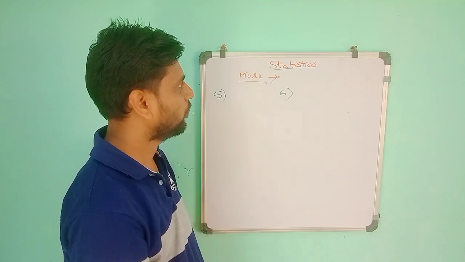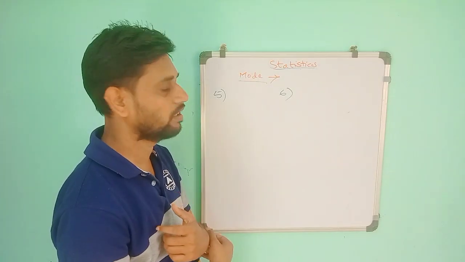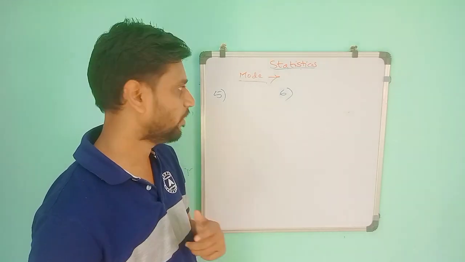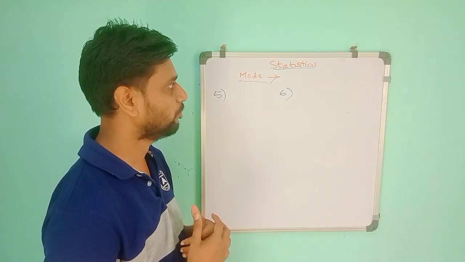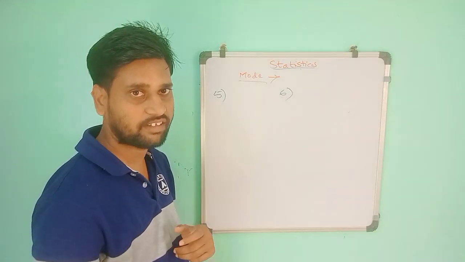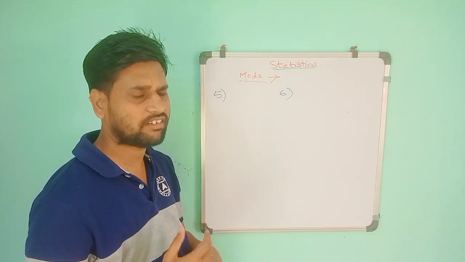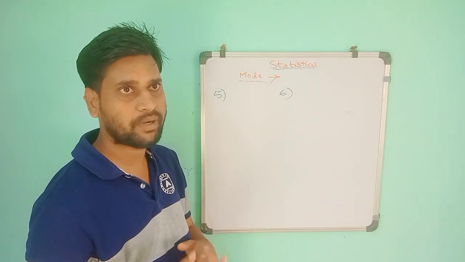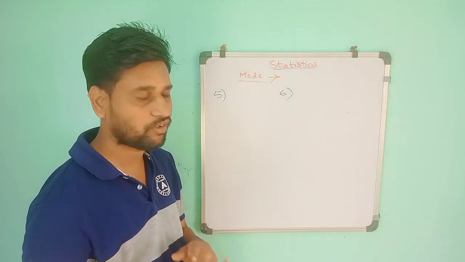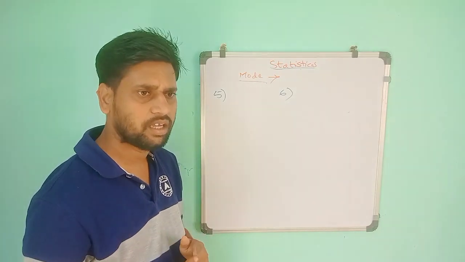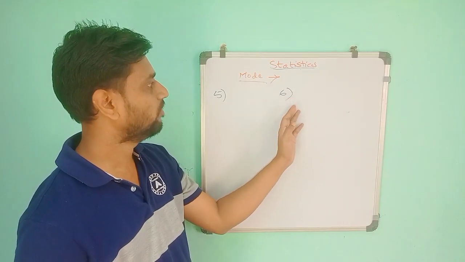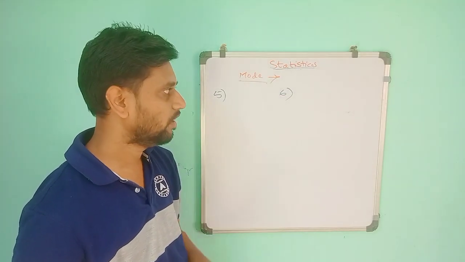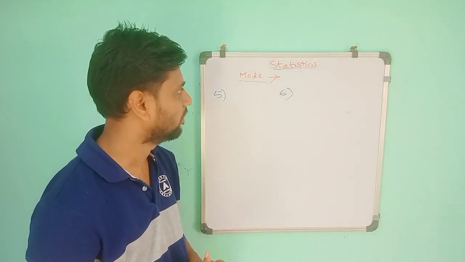In this part you only have to remember the formula: mode is equal to L plus F1 minus F0 divided by 2F1 minus F0 minus F2, into H. In this, H is the class size of the interval, F1 is the frequency of the model class, and L is the lower limit of the model class with the maximum frequency. F0 is the frequency preceding the model class, and F2 is the frequency succeeding the model class. Then if you put in the values, you will get the answer.